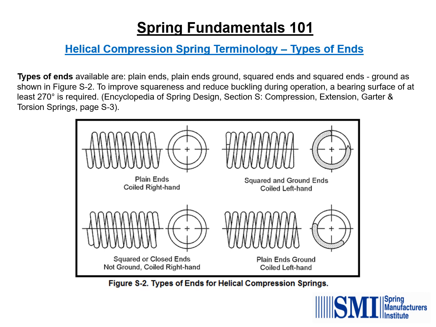Types of ends available are plain ends, plain ends ground, squared ends, and squared ends ground, as shown in this graphic. To improve squareness and reduce buckling during operation, a bearing surface of at least 270 degrees is required. Squared and ground ends are normally supplied with a bearing surface of 270 degrees to 330 degrees.